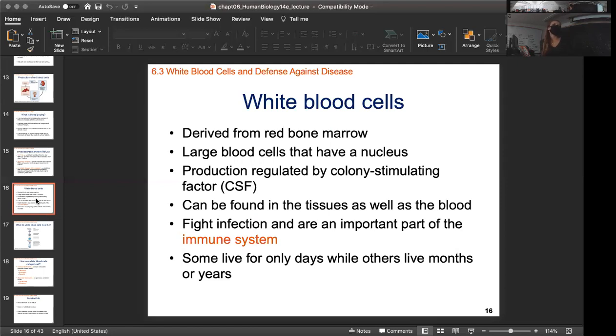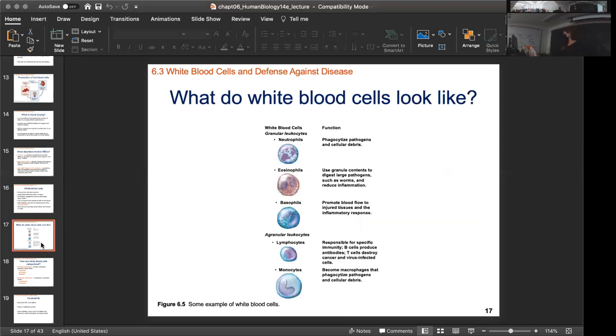Some live for only days, while others live for months or years. White blood cells are complicated. Like I said, we don't need to memorize the different types. Just kind of know they're important for fighting off infections and pathogens. They have a nucleus. They help your immune system. That's kind of what they are important for.